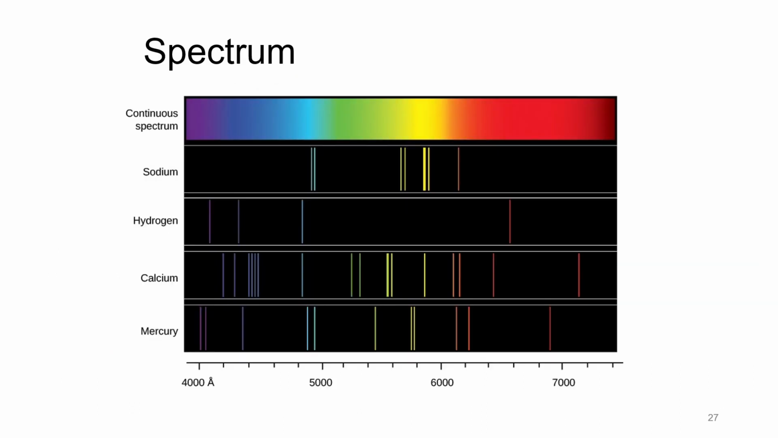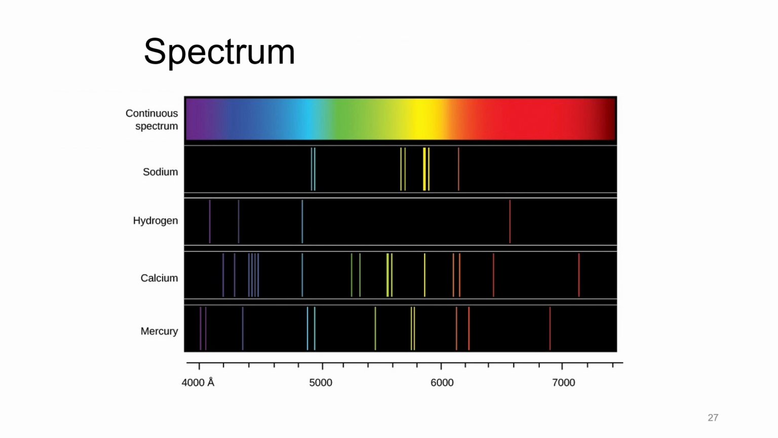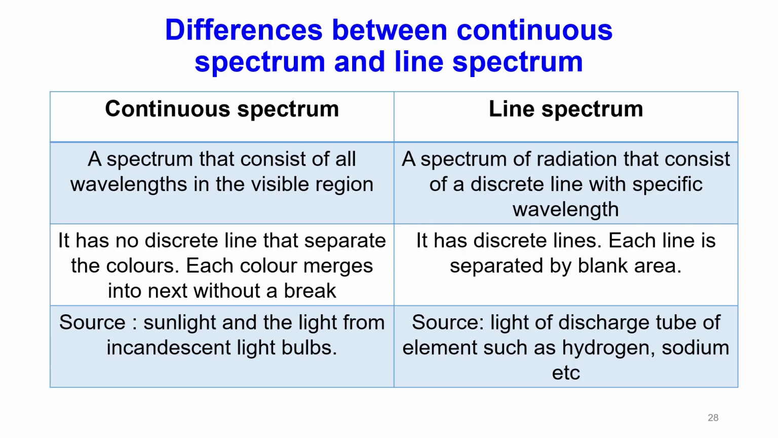So we have the continuous spectrum, which has all wavelengths, all colors, and then we have sodium, hydrogen, calcium, and mercury. So what is the difference between a continuous spectrum and a line spectrum? A continuous spectrum is a spectrum that consists of all wavelengths in the visible region, while a line spectrum is a spectrum of radiation that consists of discrete lines with specific wavelengths.